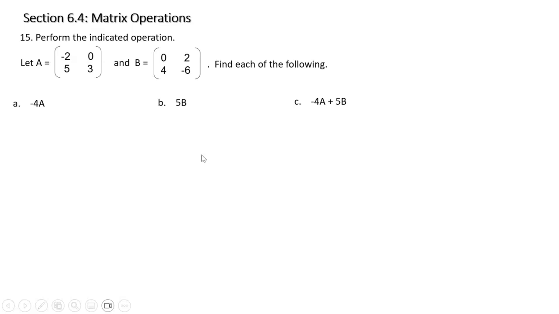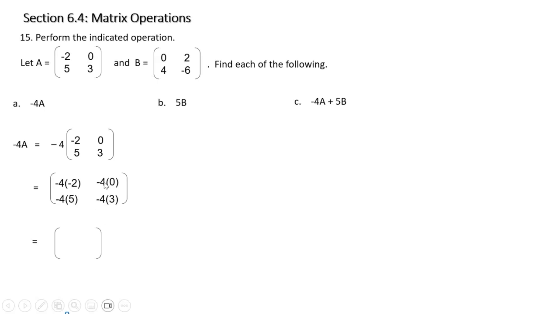Now let's do number 15. They give us matrix A is negative 2, 0, 5, 3. Matrix B is 0, 2, 4, negative 6. For part A, they want us to find negative 4A. For part B, 5B. And for part C, we're going to combine both of them, part A and part B. Okay, so let's start with part A. The negative 4, guys, is a scalar, which means that you're going to multiply negative 4 times every term in matrix A.